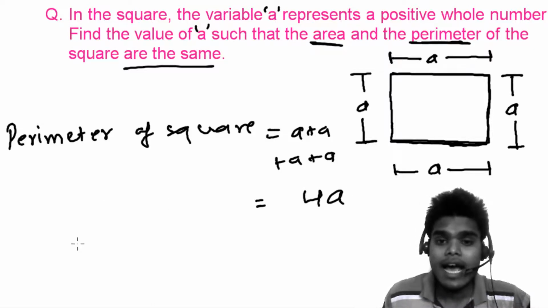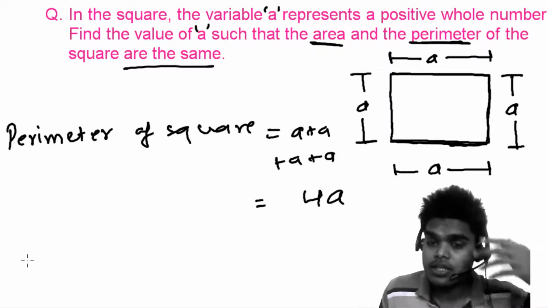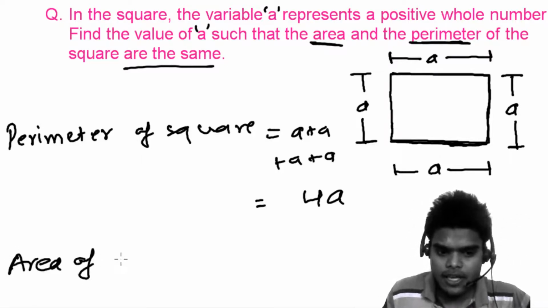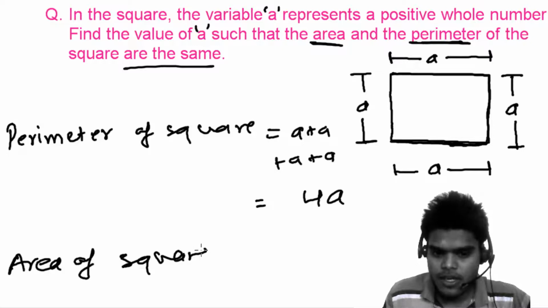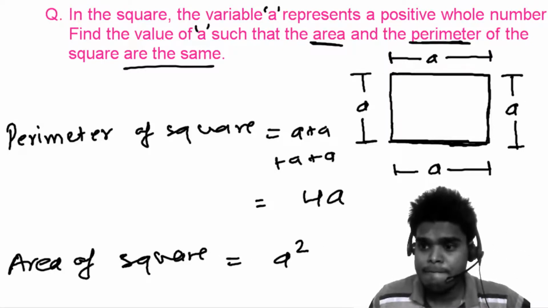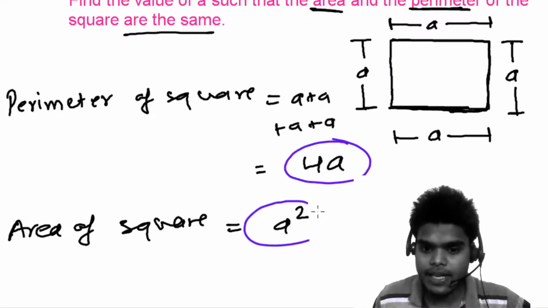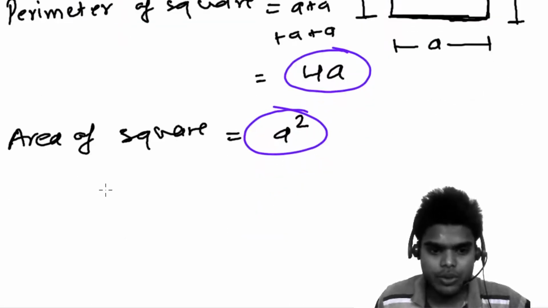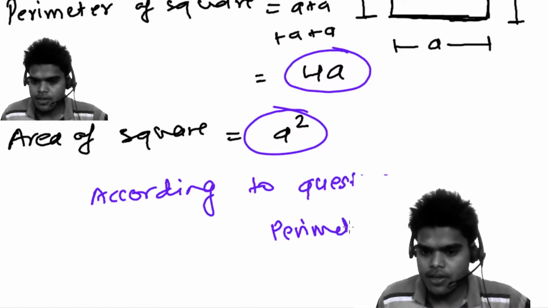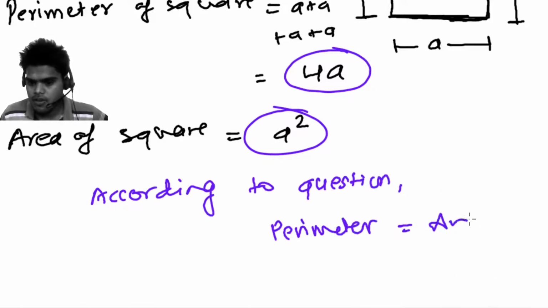And you also know the area of the square. The area of the square is a squared, the square of the side. According to the question, 4a and a squared are equal. So according to the question, perimeter equals area. So 4a equals a squared.